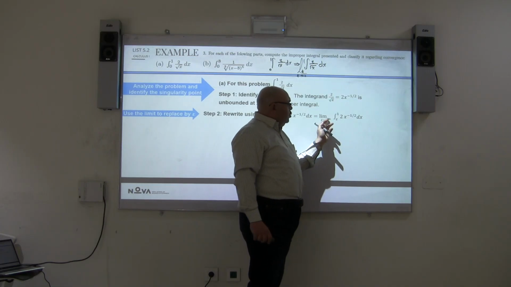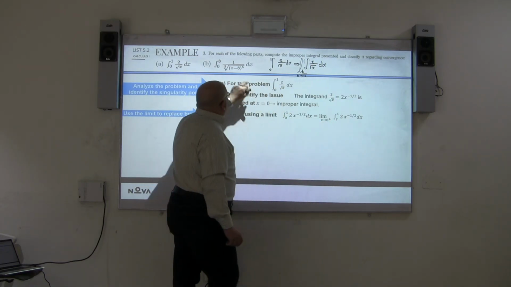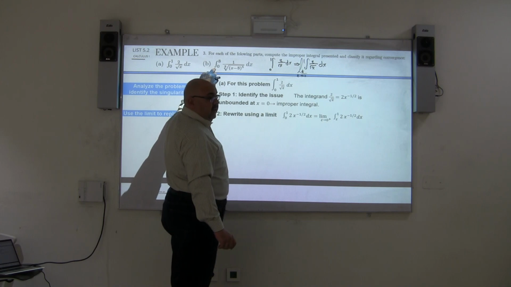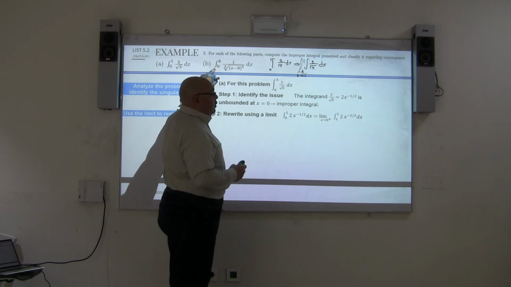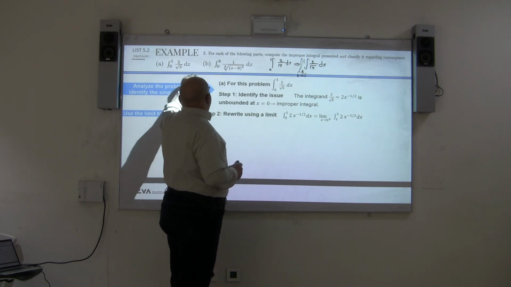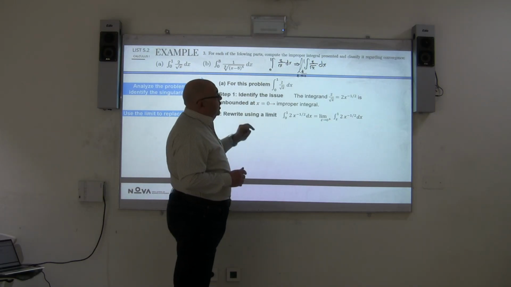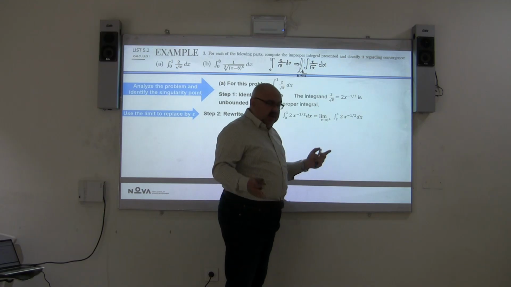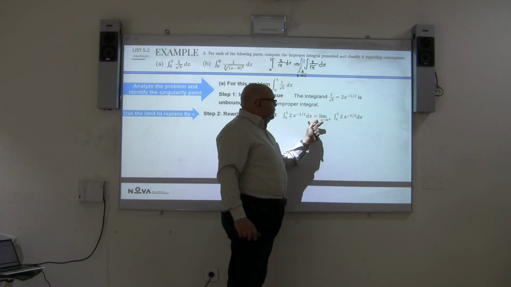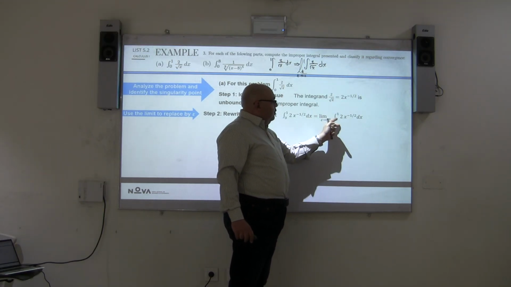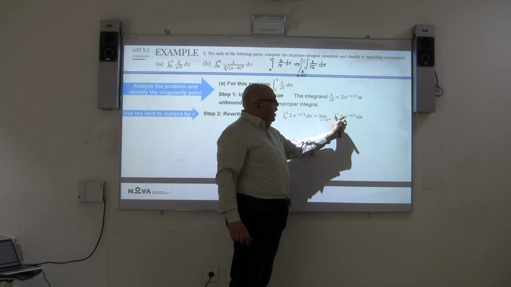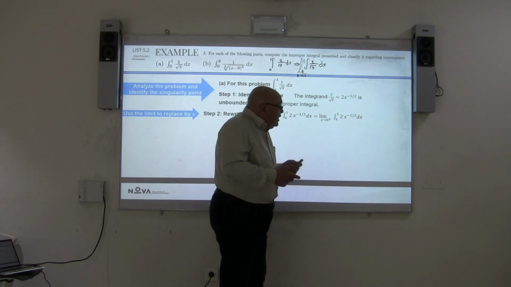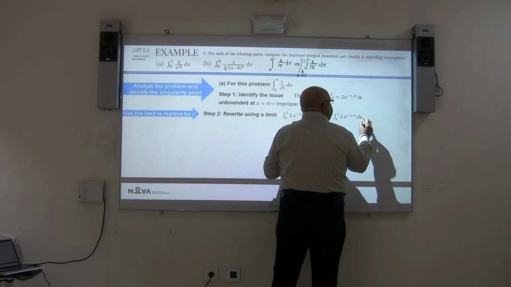I'm writing 0 plus because 0 is the lower limit of my interval. So the interval will be between 0 and 1. This is why we write 0 positive, but you can just write 0. So it's the limit as epsilon tends to 0 of the integral from epsilon to 1 of 2x to the power of negative half. The second step, I will integrate.